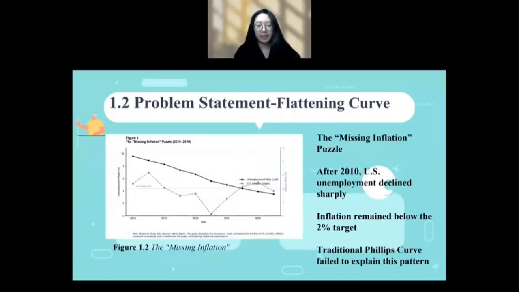Problem statement: disinflation. The first problem is the disinflation puzzle. After 2010, U.S. unemployment declined sharply, but inflation remained below the 2% target. The traditional Phillips curve failed to explain this pattern.